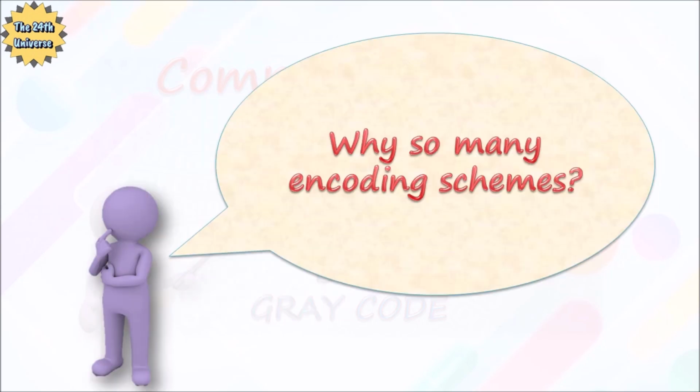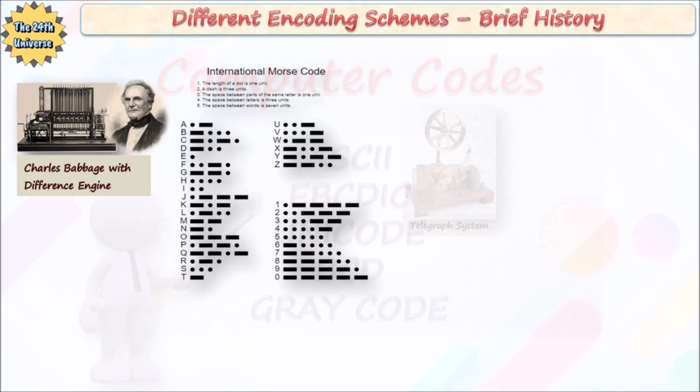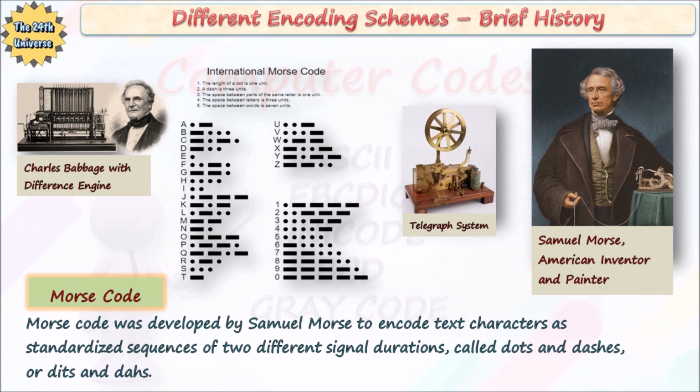Now, if you're a first time learner, then you have a question: why so many encoding schemes? To understand this, let us very quickly throw light on the history of computer codes. It was during the time when Babbage's difference engine was around. In 1837, International Morse code was the first one designed for the telegraph system and not for computers. That is, in those days, encoding schemes were used for telecommunications. Morse code was developed by Samuel Morse to encode text characters as standardized sequences of two different signal durations called dots and dashes, or dits and dahs.